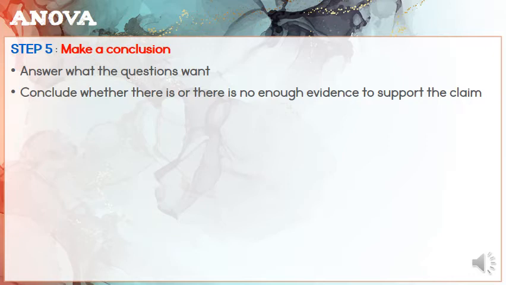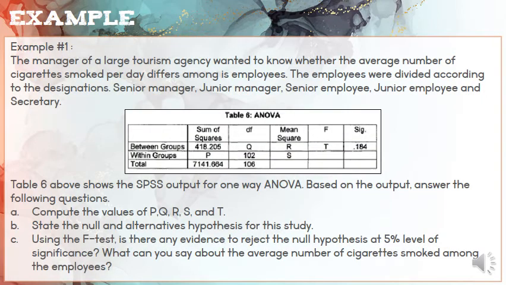So, let's go through some examples. So this is the first example, example number 1. The manager of a large tourism agency wanted to know whether the average number of cigarettes smoked per day differ among its employees. The employees were divided according to designation. Senior manager, this is the first group. Junior manager, second group. Senior employee, third group. Junior employee, fourth group. And secretary, 5 groups.